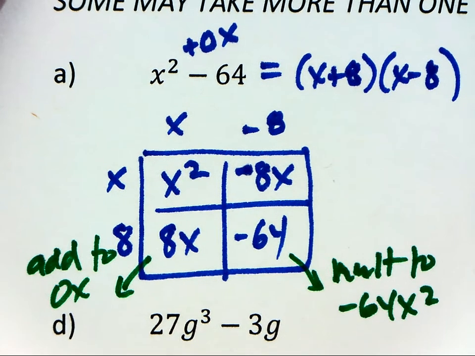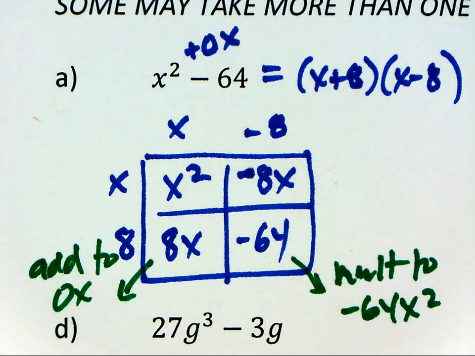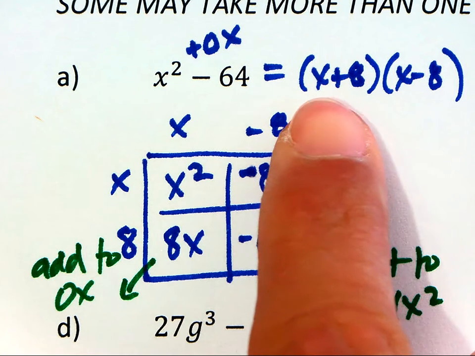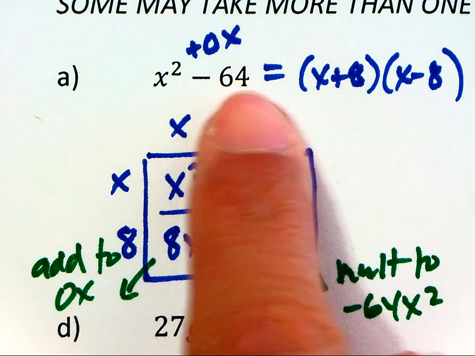Now remember, you don't have to use the box method. This is just a fallback, a backup. What you should be doing is trying to recognize the pattern. x squared is the product of x times x, and negative 64 is the product of 8 and negative 8.